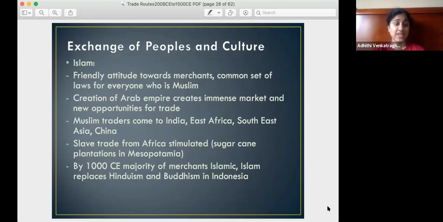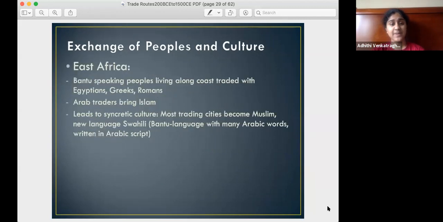It continued with Islam, the friendly attitude towards merchants, a common set of laws for everyone who is Muslim, the creation of Arab empires who created an immense market and new opportunities for trade, Muslim traders coming to India, East Africa, Southeast Asia, and China, slave trade from Africa, which was stimulated by sugarcane plantations in Mesopotamia, and by 1000 CE, the majority of the merchants were Islamic, and Islam replaced Hinduism and Buddhism in India.